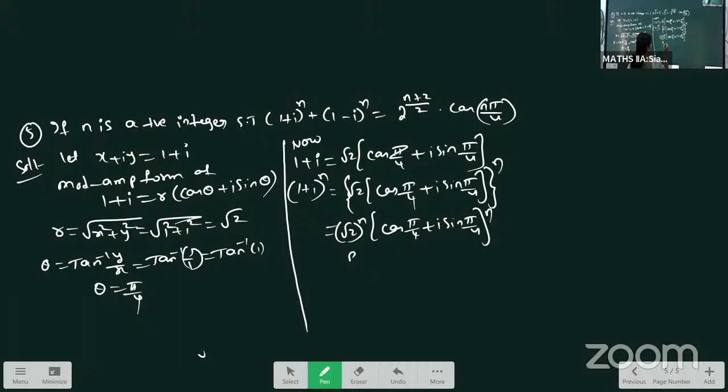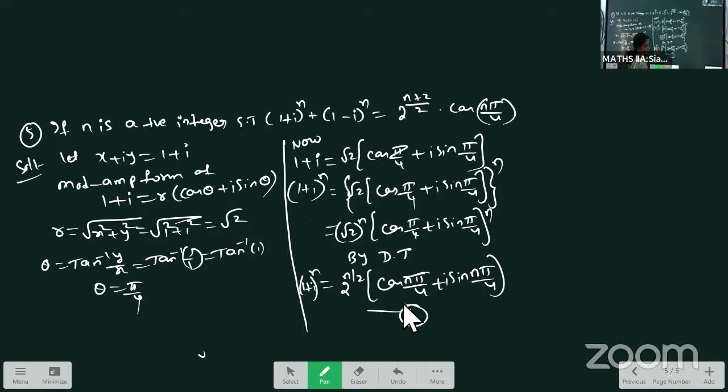Now, by De Moivre's theorem, root 2 means 2 power 1 by 2. So root 2 whole power n is 2 power n by 2 into cos n pi by 4 plus i sin n pi by 4. This power becomes a multiple of the angle. This is the value of 1 plus i whole to the power n. Take it as equation 1.